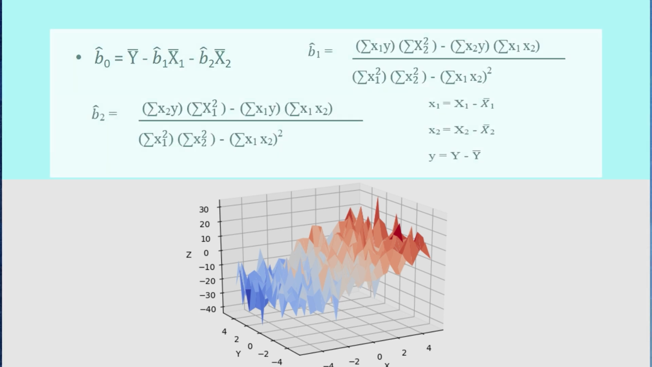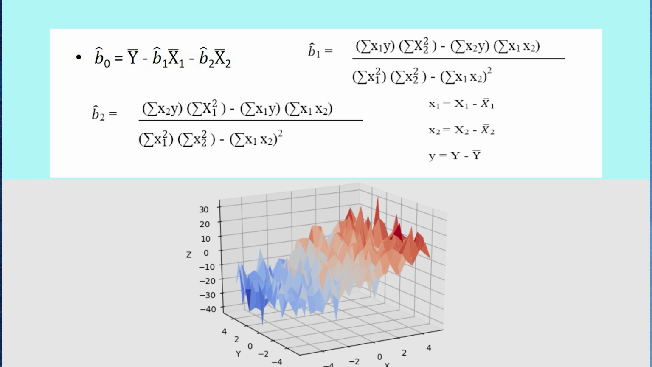we can use the formula for b1: estimated b1 is equal to summation of x1y multiplied by summation of x2 square minus summation of x2y multiplied by summation of x1x2, divided by summation of x1 square multiplied by summation of x2 square minus summation of x1x2 whole square. And b2 can be estimated by using the formula: b2 is equal to summation of x2y multiplied by summation of x1 square minus summation of x1y multiplied by summation of x1x2, divided by summation of x1 square multiplied by summation of x2 square minus summation of x1x2 whole square.